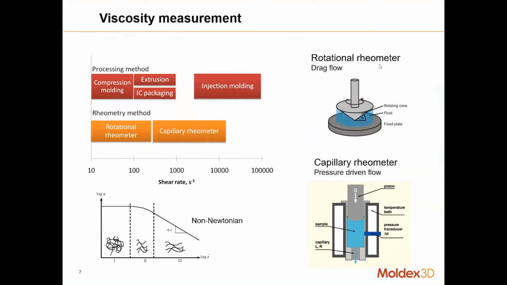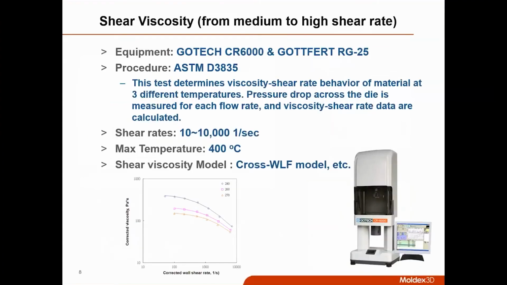And on the other hand, the rotational rheometer is based on a drag flow. Okay, so this is in contrast to the pressure-driven flow of the capillary rheometers. So these two instruments will basically give us shear viscosities in the different shear rate regions. Okay, so for the shear viscosities, just talking about the general injection molding process from mid to high shear rate regions.